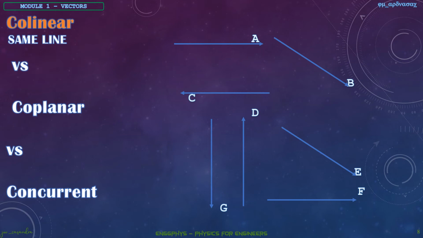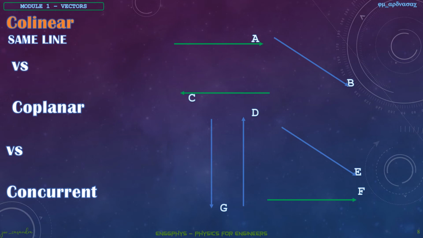So when we say collinear, so same line, meaning parallel sila. So we have now vector A. So what are the vectors collinear to vector A? That will now be vector C and F.